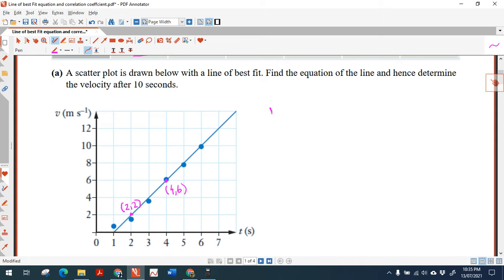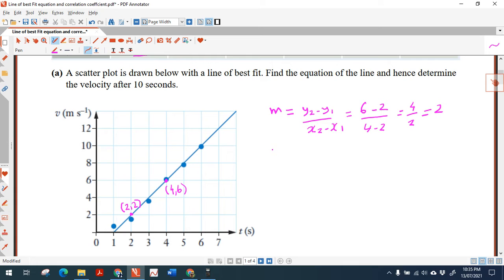So let's use our formula, y2 minus y1 over x2 minus x1, to get our slope. Okay, so what have we got? 6 minus 2, y2 minus y1, over x2 minus x1, 4 minus 2. Okay, so it's going to give you 4 divided by 2, which equals 2. So our slope is 2.